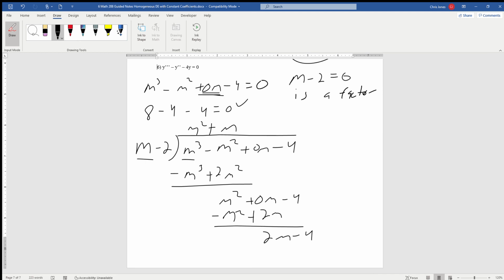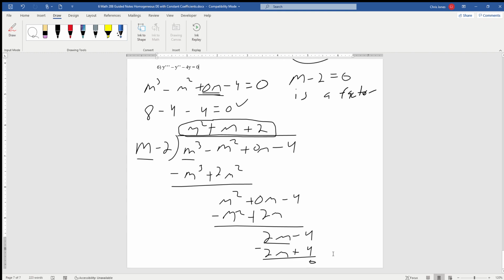What multiplies by m to give us 2m? That's going to be 2. So 2 times m, 2m. 2 times negative 2, negative 4. Flip the signs around, and we do indeed get 0. So now we've reduced the order of the polynomial by factoring, which is exactly what we wanted.